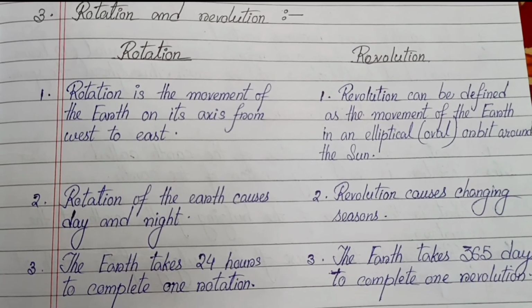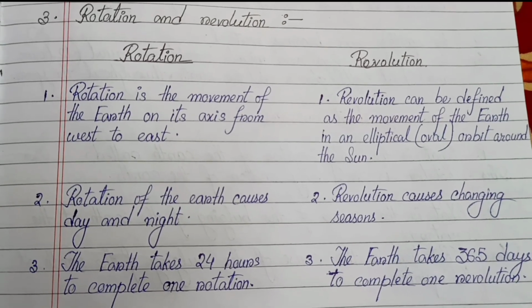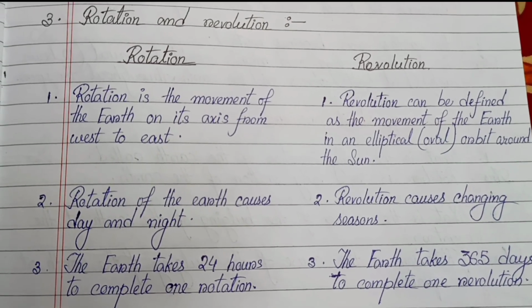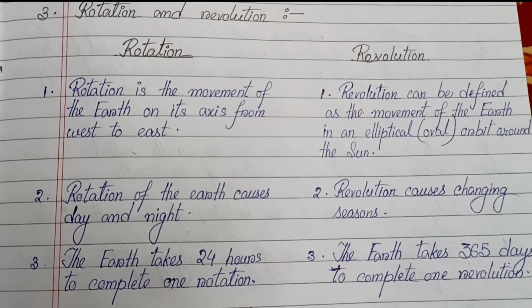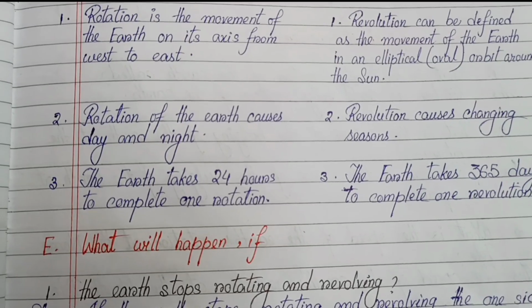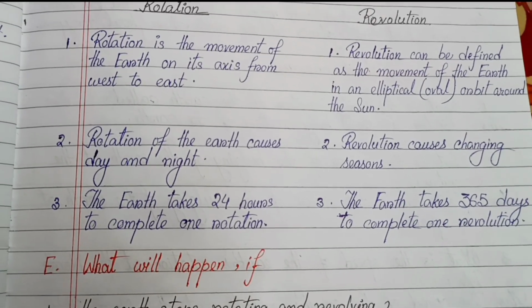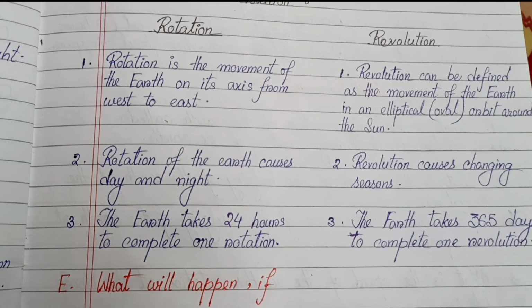Rotation is the movement of the earth on its axis from west to east. Number 1, under revolution. Revolution can be defined as the movement of the earth in an elliptical, that means oval, orbit around the sun. Number 2, rotation of the earth causes day and night. Number 2, under revolution, revolution causes changing seasons.